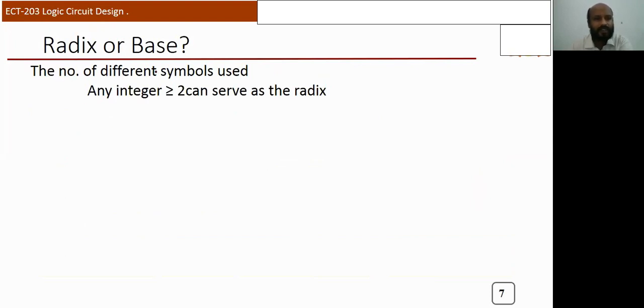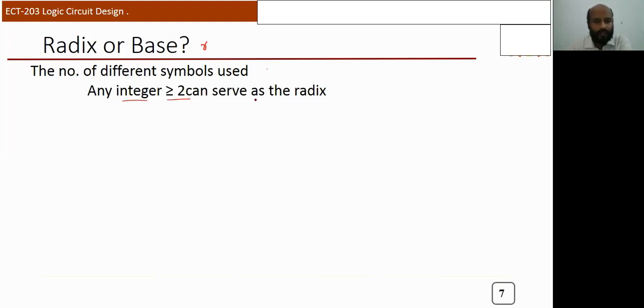The number of different symbols used is known as radix or base. For example, if I represent the radix or base as small letter r, the r represents the number of different symbols used. And there is one more condition: it should be an integer and it should be greater than or equal to 2 to serve as a radix.